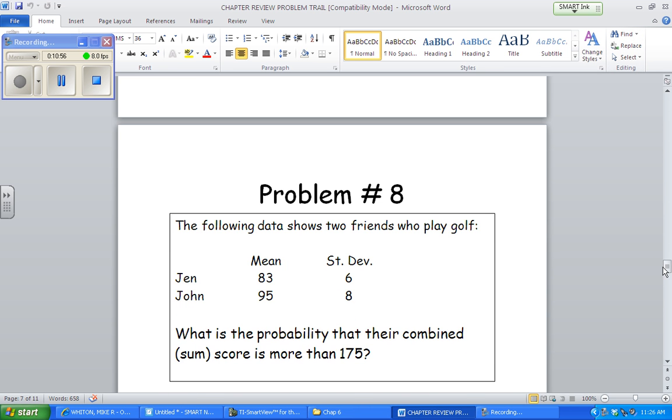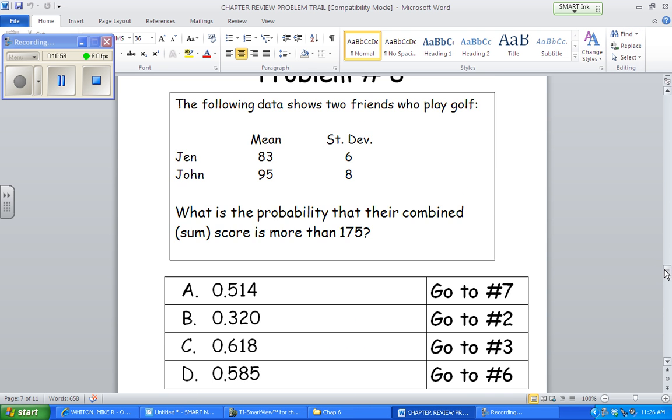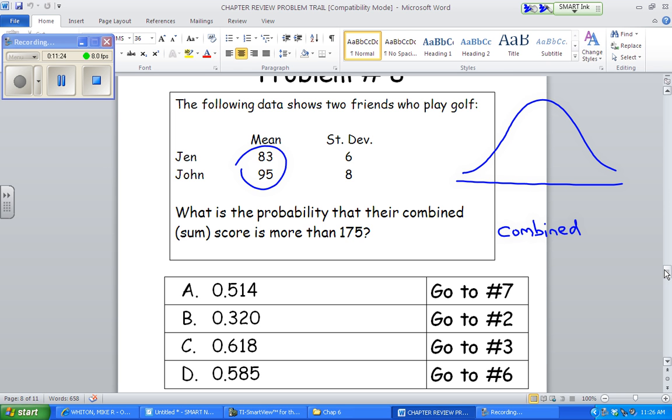Okay, number 8. Again, back to the golfers. What is the probability that their combined score, so the sum of their scores, is more than 175? Okay, so what we know, we're going to assume it follows a normal distribution. They probably should tell us something about that. But what we know for their combined score, the average can simply be found by adding the two means together. So in this case it's 178. That's their average when they go out and play. They average a 178 combined.